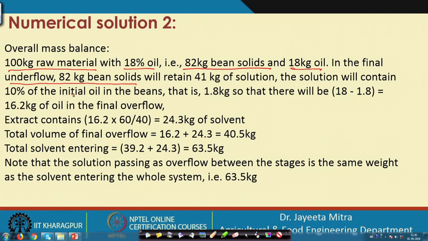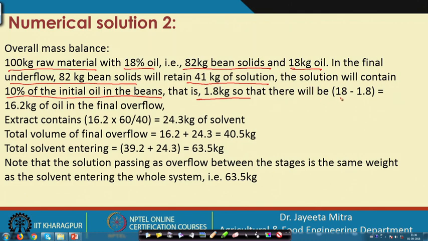Okay. So, that underflow stream will have half of the weight of the micella as the solution. So, 41 kg of solution. Now, the solution will contain 10% of the initial oil in the bean, because it was mentioned in the question that 90% of the oil was extracted, right. So, 10% means 10% of this 18 kg, okay. So, 1.8 kg.